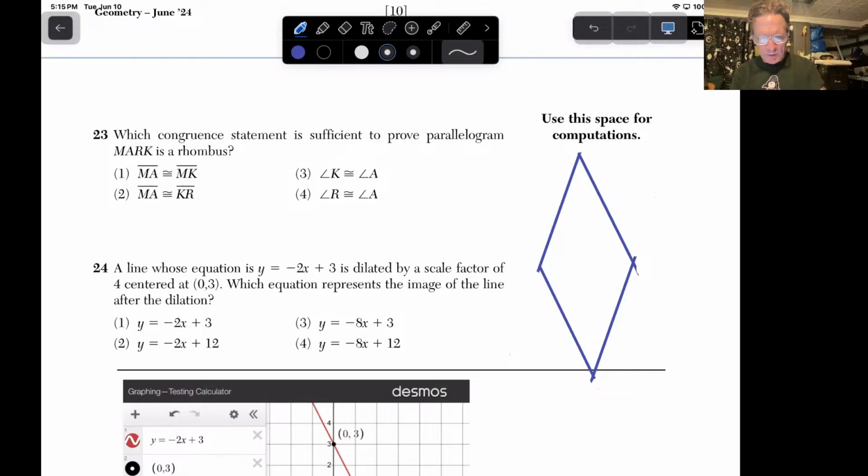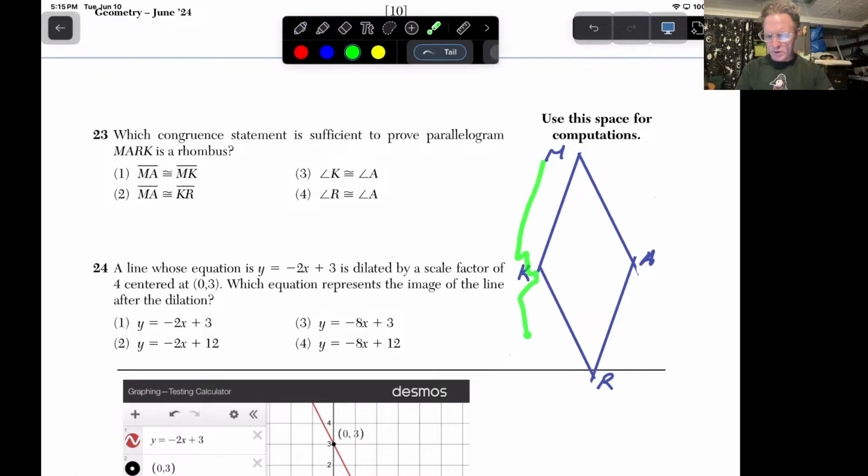Anyway, so let's label the diagram. M, A, R, K. When you're labeling a quadrilateral or any shape for that matter, you have to go around the figure. It doesn't matter where you start, but you have to go around. So I couldn't do MARK like that, that's not going to work. So you have to go around. Very important.